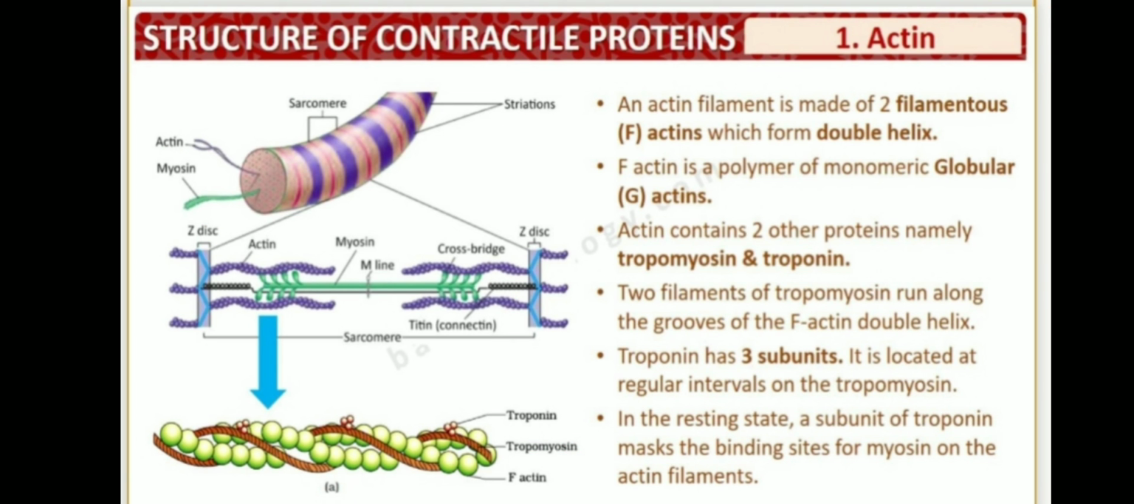So let's see the structure of the contractile protein, that is actin. An actin filament is made of 2 filamentous actins which form a double helix, as you can see in the figure. F-actin is a polymer of monomeric globular actins. Actin contains 2 other proteins, namely tropomyosin and troponin. 2 filaments of tropomyosin run along the grooves of the F-actin double helix. Troponin has 3 subunits. It is located at regular intervals on the tropomyosin. In the resting state, a subunit of troponin masks the binding sites for myosin on the actin filaments.